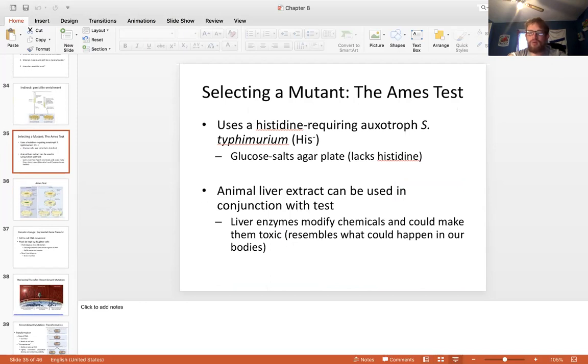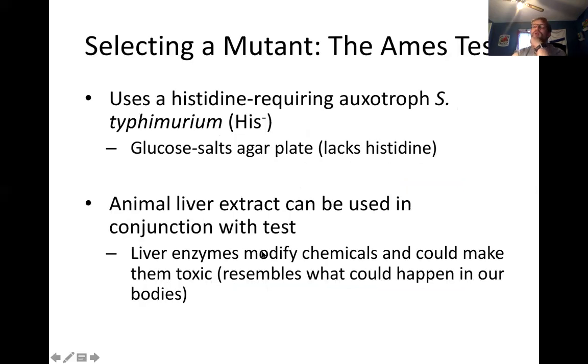Okay. So what we focused on with direct selection and indirect selection is how do we identify a mutant, a bacteria colony that has mutated. The Ames test is now looking at, can a chemical be the cause of a mutation, right?